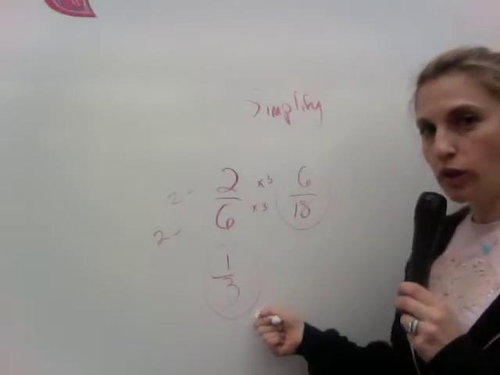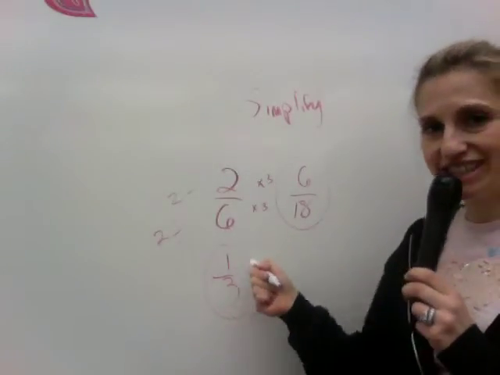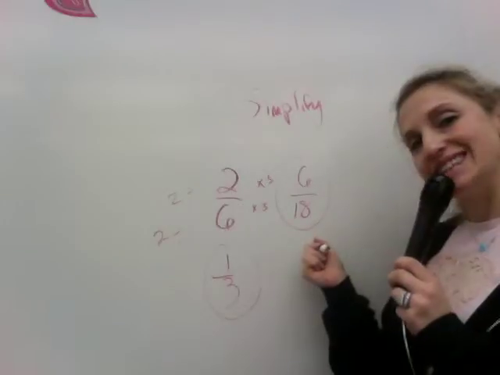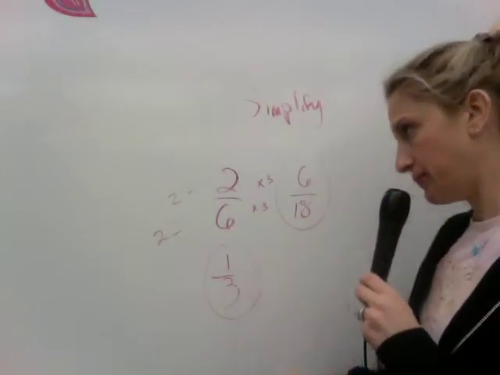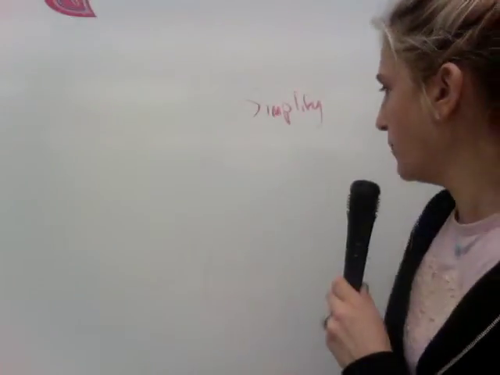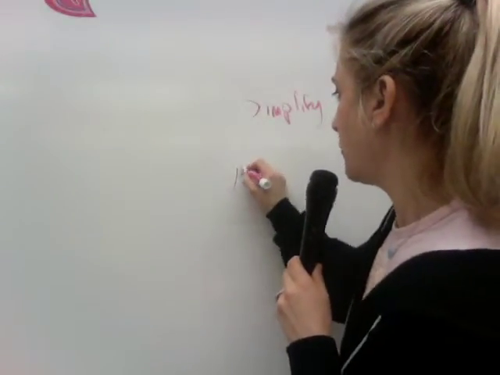Either one of these would have worked. 1 over 3 is equivalent to 2 over 6. It's also reduced. 6 out of 18 is also equivalent. I'm going to do another just so you're sure you know, because sometimes the numbers get bigger.